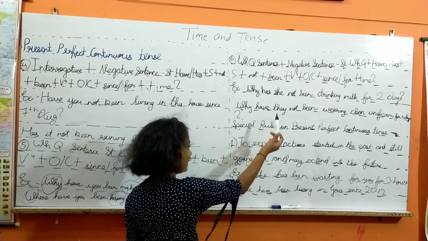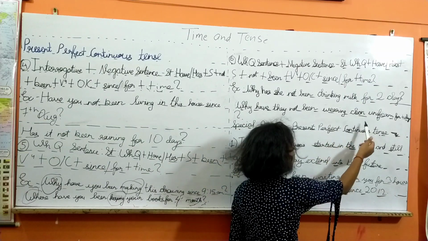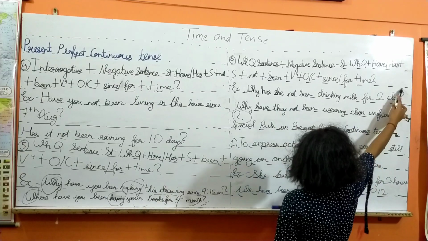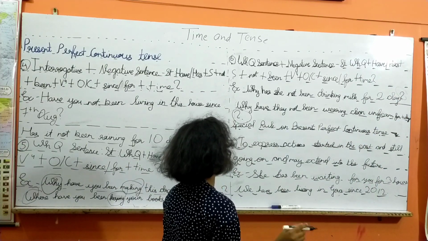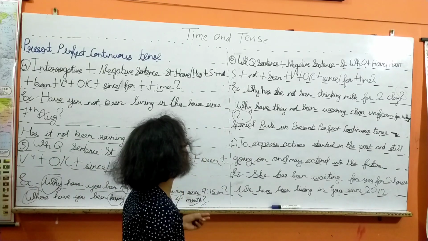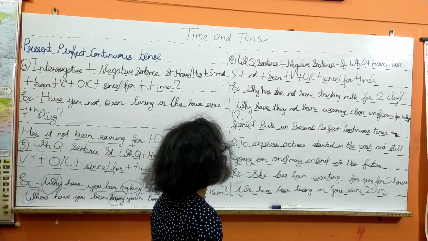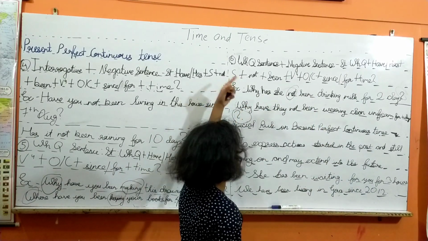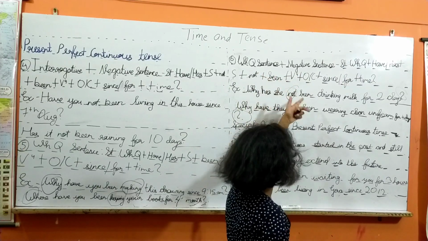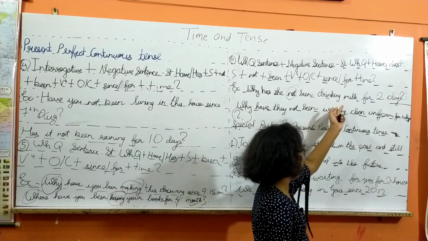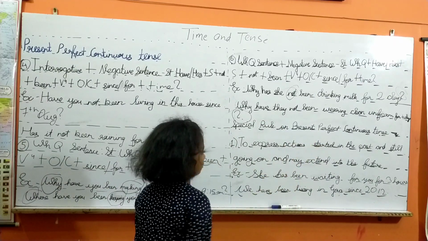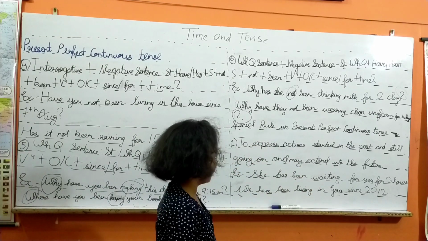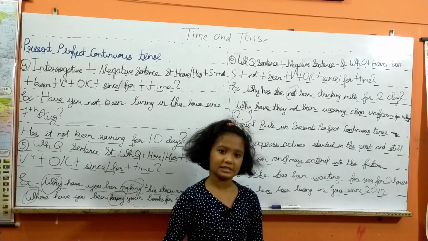And then, why have they not been wearing clean uniform for 4 days? We are putting question mark in last. This is important because it is a question, a WH question. It is asking a question, and then we will use not, means we have to use not plus WH question. Then only it is written WH question plus negative sentence. Bringing is the V4 form, and wearing is also a V4 form.